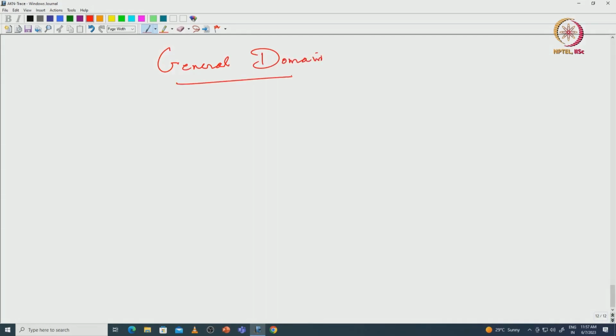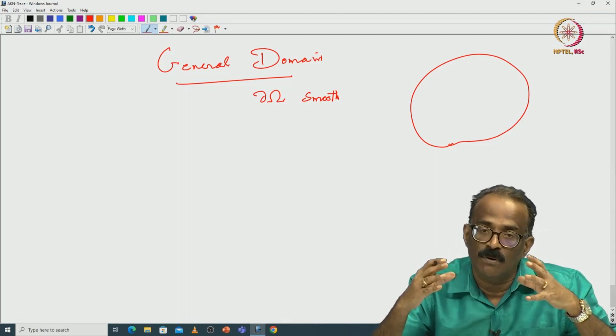General domain. You have already seen smoothness: the boundary of omega is smooth. This was already introduced, and basically smoothness tells you that once the domain is smooth, you can extend things to a bigger domain. That is the whole concept.